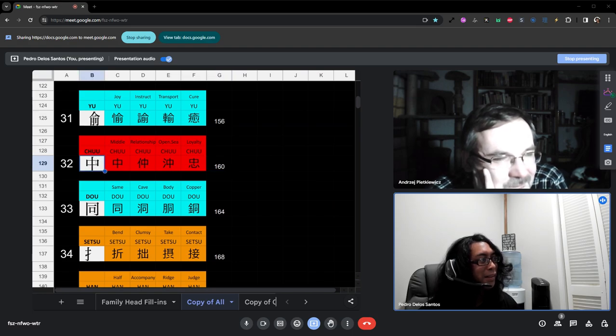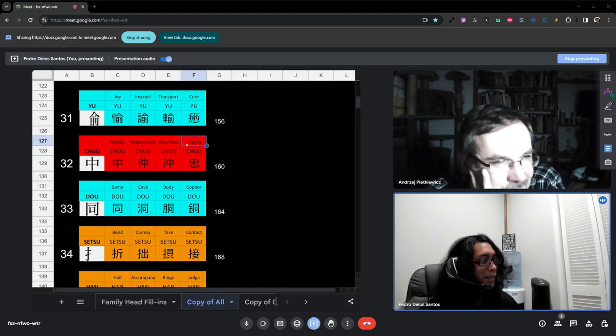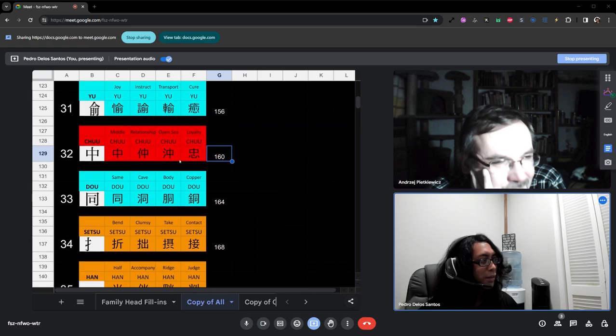So basically, this is true, which is in the center. In the middle, you have person and middle, relationship, water and middle, open sea, and we have heart in the middle. It's in the center of your heart, loyalty. So that's the idea of true.